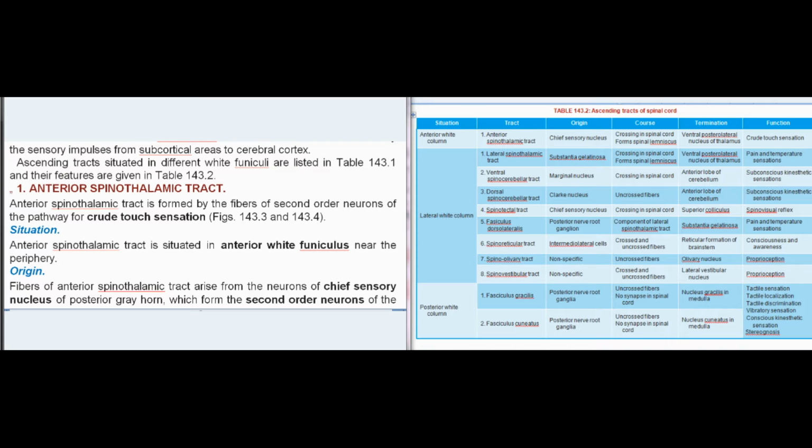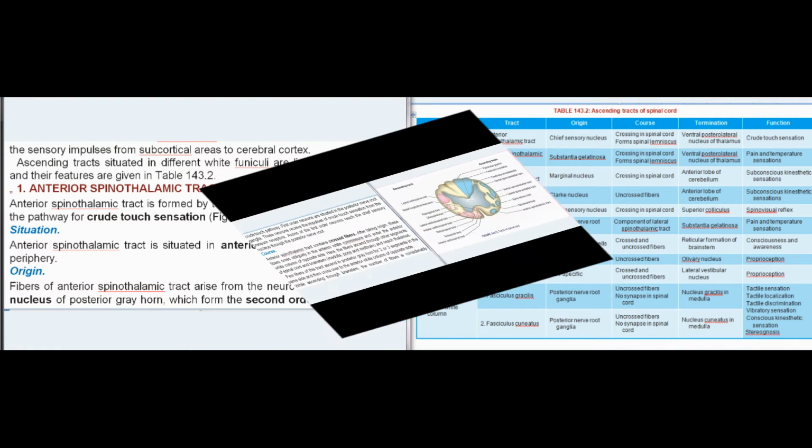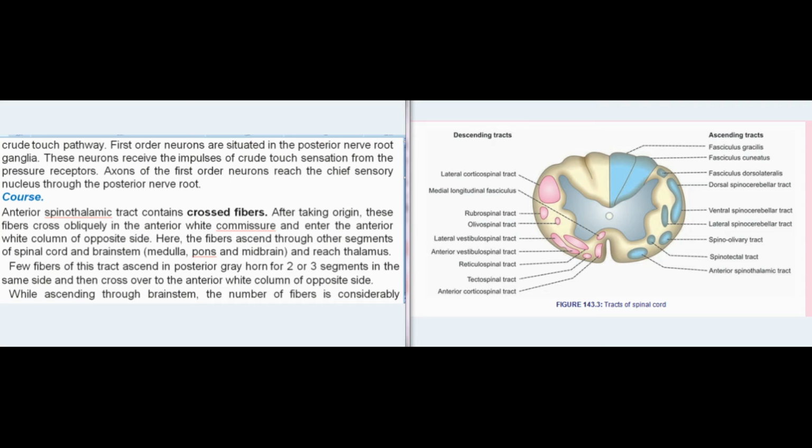The anterior spinothalamic tract is formed by the fibers of second-order neurons of the pathway for crude touch sensation, Figures 143.3 and 143.4. Situation. The anterior spinothalamic tract is situated in the anterior white funiculus near the periphery. Origin. Fibers of the anterior spinothalamic tract arise from the neurons of the chief sensory nucleus of the posterior gray horn, which form the second-order neurons of the crude touch pathway.